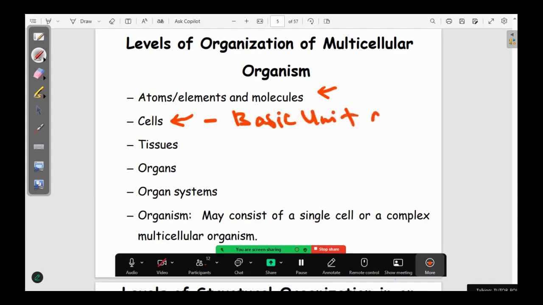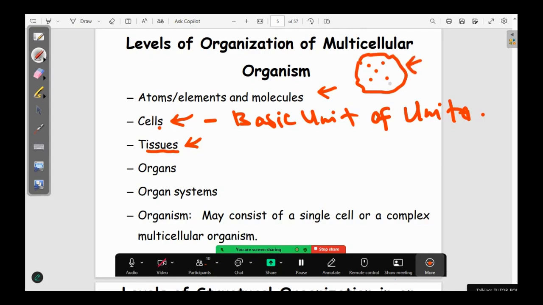Once these atoms form these cells, the cells will combine and they will form tissues. Tissues are a bigger group of cells. If you have maybe 2, 3, or 5 cells and they combine together, what they form is called a tissue. So a tissue is a group of cells.